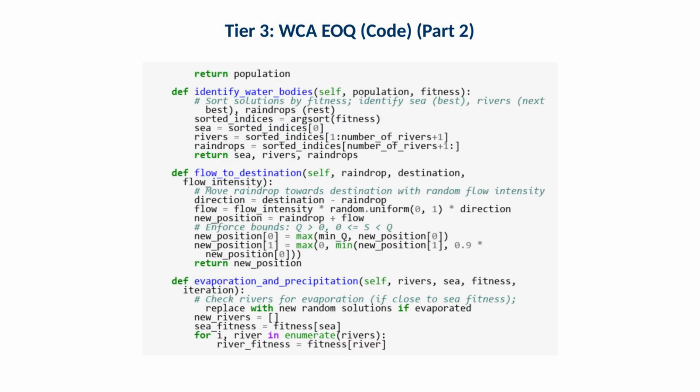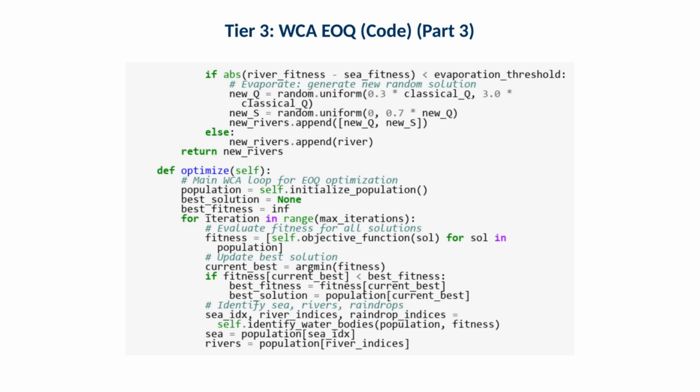In this part, you can see the implementation details in action. Key functions in this chunk include identify water bodies, flow to destination, and evaporation and precipitation. You will notice logic related to fitness, population, iteration. As you read it, follow the data flow from inputs to outputs and pay attention to how the state is updated. Also check stopping rules and guardrails so iterative logic stays stable and does not drift. A practical check is to print or log a few intermediate quantities so you can verify that the update logic behaves as expected.